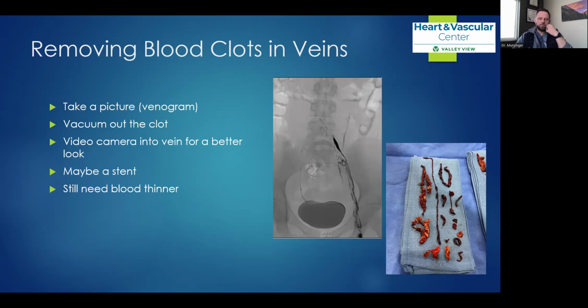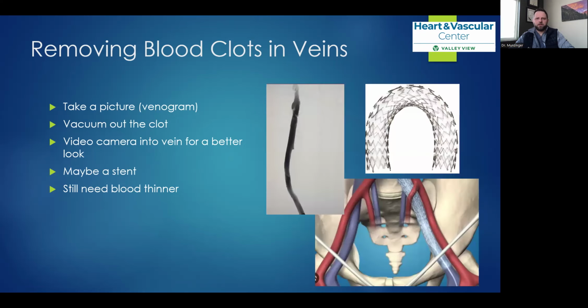So sometimes, particularly in the left leg, the vein can be collapsed or compressed by an overlying structure such as an artery, and that's May-Thurner syndrome. And that's evaluated and treated in the way I just mentioned.